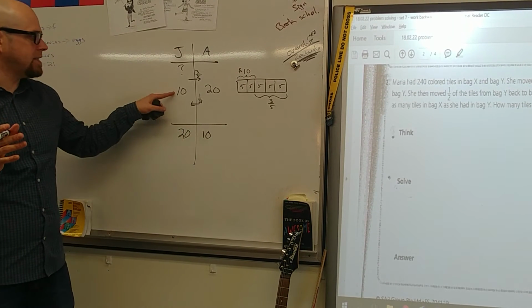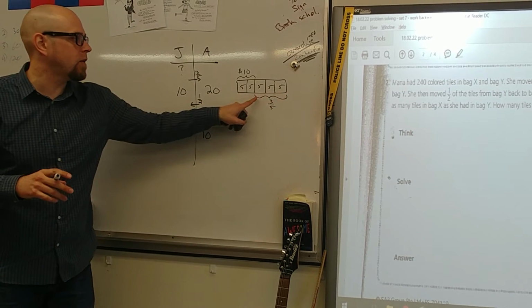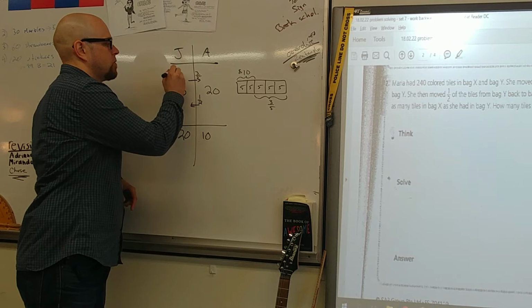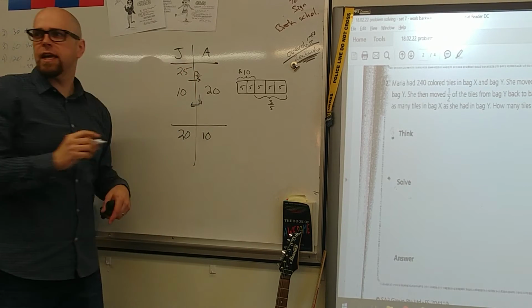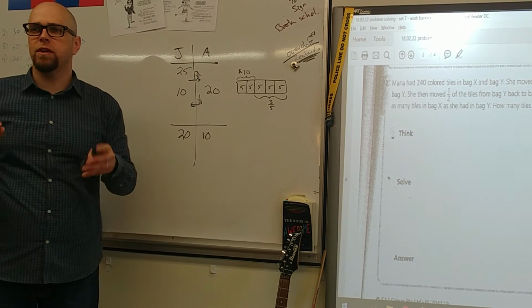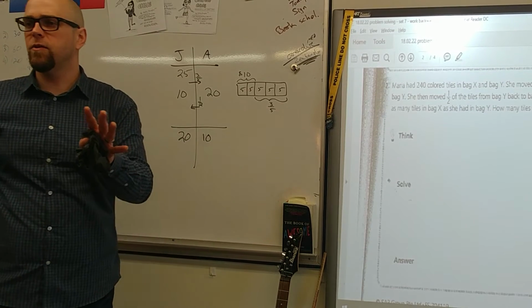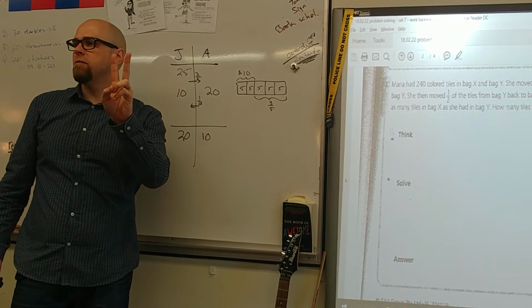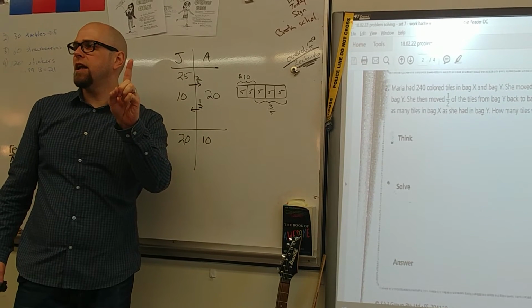Excellent. Okay, so he had $10 after giving 3/5 away. So before he gave 3/5 away, he must have had $25. Well, how much does Andy have if they had $25? I want to see it on your show me boards at this point. Here we go, in 5, 4. How much did Andy have at the beginning right now?